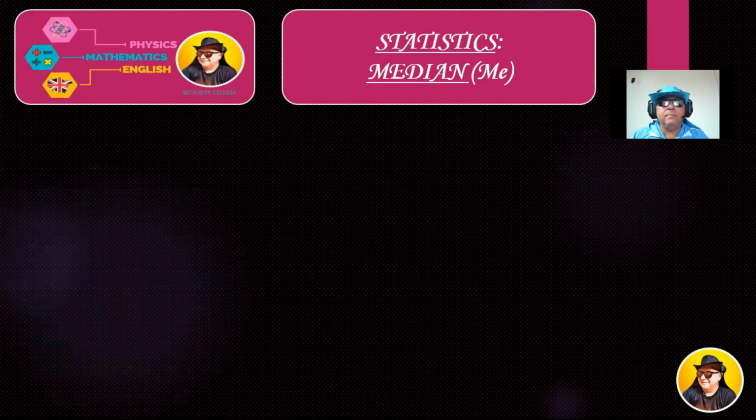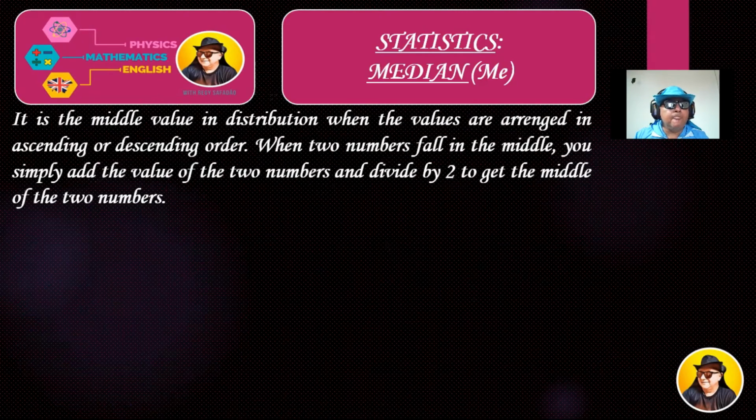And finally, let's see the statistics median, ME. It is the middle value in a distribution when the values are arranged in ascending or descending order. So when someone gives you a distribution of data, the first thing you've got to do is write the distribution of the data in ascending or descending order, okay? Well, I myself prefer writing them in ascending order, but this is my way of doing it. You can do it in a different way if you want.